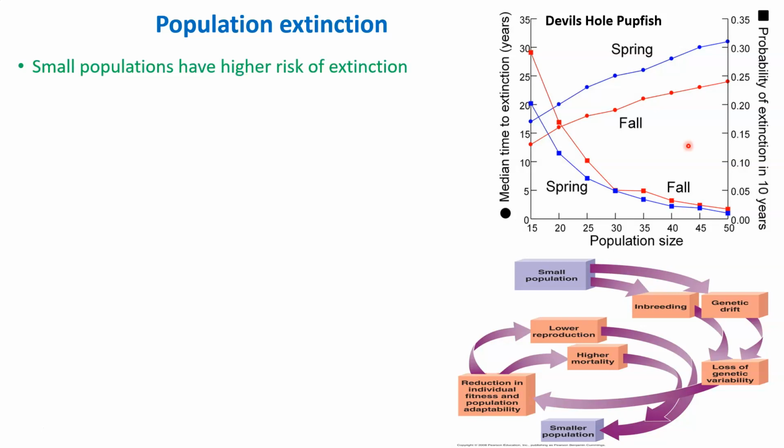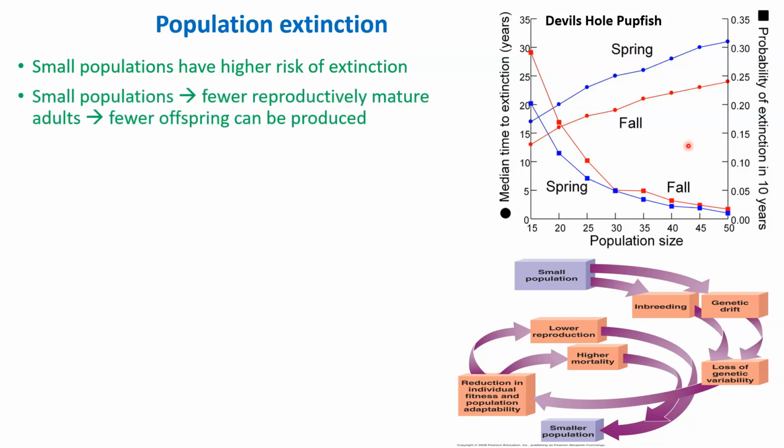Now, let me explain this phenomenon with some examples from a more applied sense. What kind of population has the greatest risk of extinction? Smaller populations have a much higher risk of extinction. Why? Well, smaller populations have very few reproductively mature individuals, right? Because in a given population, not all individuals are reproductively mature, right? In fact, not even all reproductively mature individuals have the chance of reproducing, right?